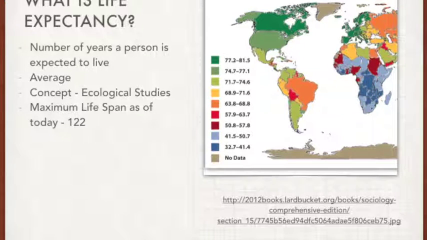Firstly, what is life expectancy? Life expectancy is the number of years a person is averaged to live in a certain country. The number is an average, so there is no exact number for every person. The concept of life expectancy is from ecological studies, where they use life expectancy to study plants, animals, and humans. But today I'll be focusing on humans' life expectancy and more on the African region. The maximum lifespan of a human as of today is 122 years.